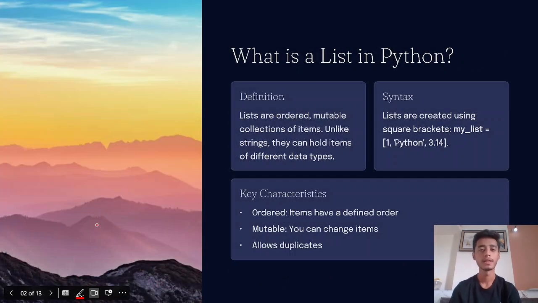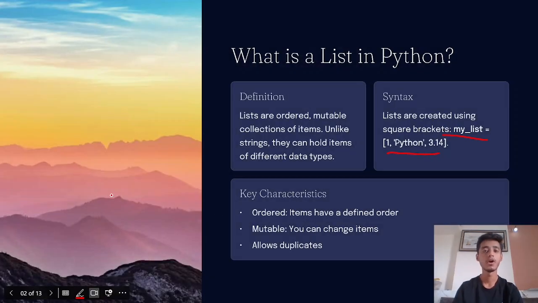Lists in Python are ordered, changeable collections that can hold items of any data types like numbers, strings, or even other lists. They are enclosed in square brackets. Here you can see the example: my_list equals 1, Python and 3.4. The key things to remember are, first, they maintain order. Second, they can be changed, which is they are mutable. And third, they can contain duplicates.